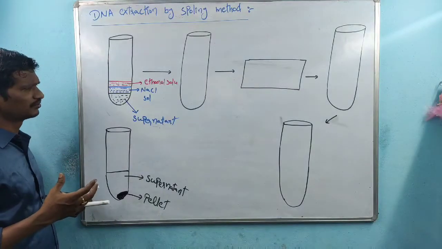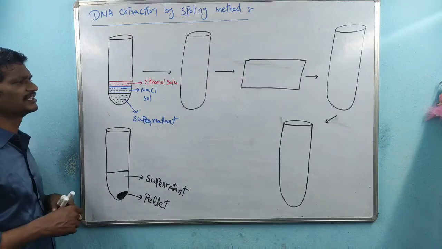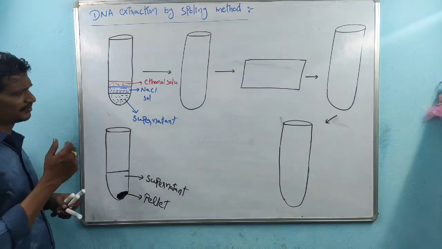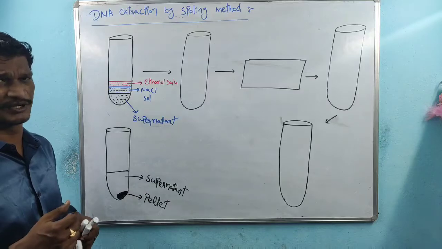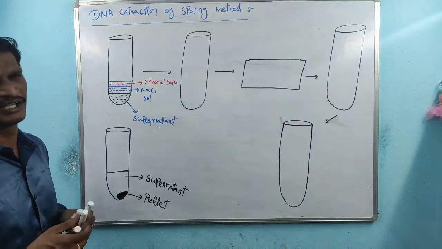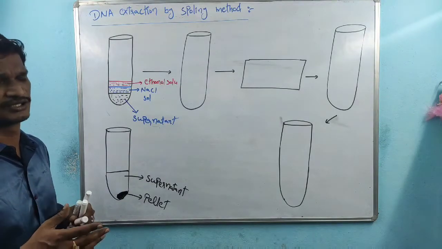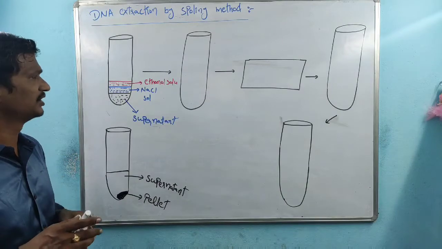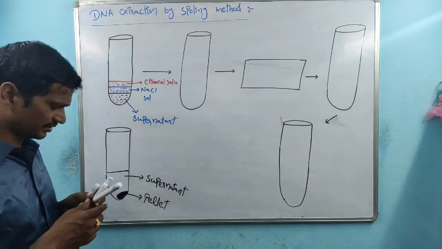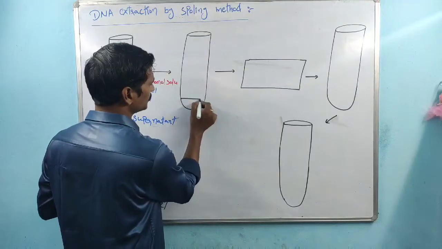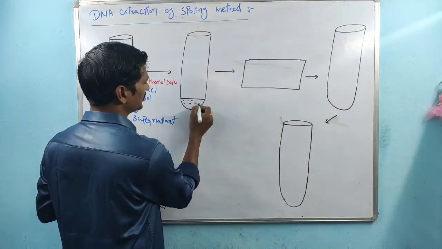Most of the students have the doubt: sir, why are we adding NaCl solution and the ethanol solution? See, for the separation process, we need to add the NaCl solution and the ethanol solution. Especially the ethanol needs to be added in a cooled condition, right? So this is the supernatant.